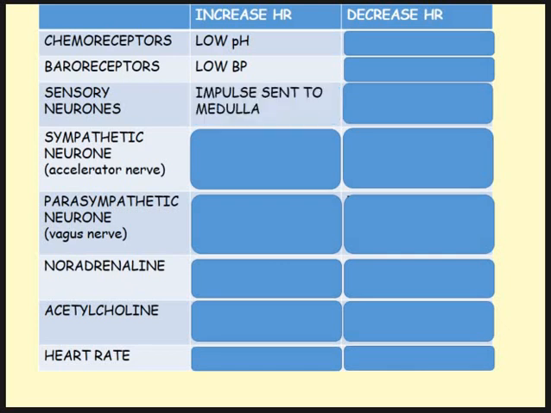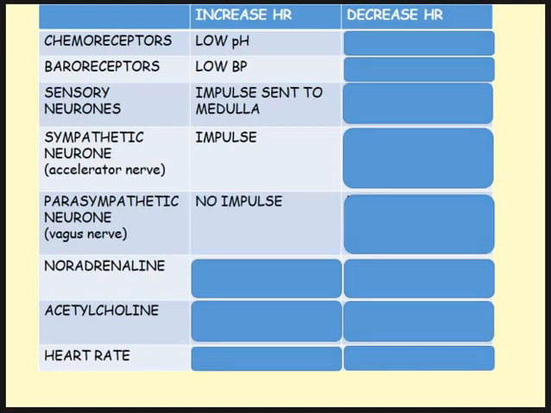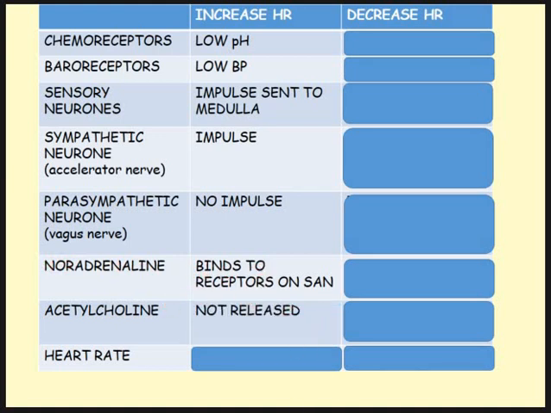Okay, impulse is sent to the medulla. There is an impulse sent down the sympathetic neuron to the accelerator nerve, basically to speed up heart rate, but there's none down the parasympathetic. Now, the neurotransmitter noradrenaline is released at the end of the sympathetic neuron. Noradrenaline is released and it binds onto receptors on the sinoatrial node. There'll be no acetylcholine and your heart rate will speed up. Okay, and the other way around.